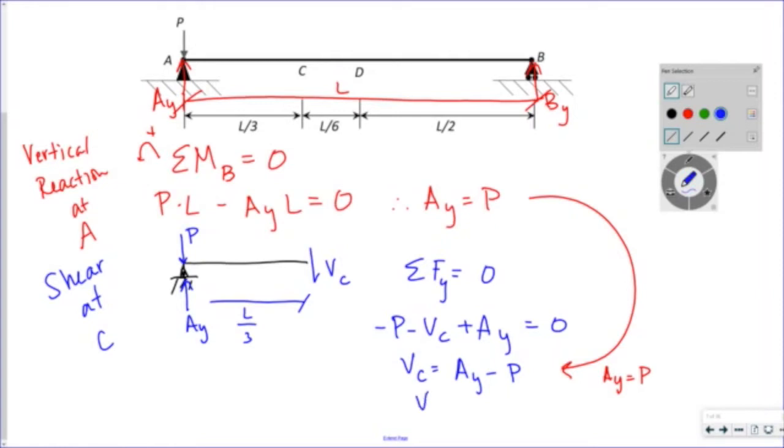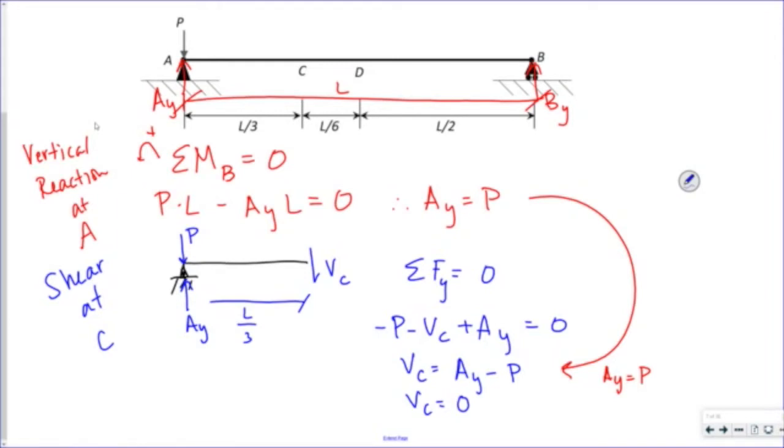So what's my shear? 0. Right, P minus P is 0. Kind of makes sense. If I have my load right where I have my support, then it's going straight into the support. The beam isn't even seeing any internal stresses. Spoiler alert, right? Alright, so that's my shear at C.